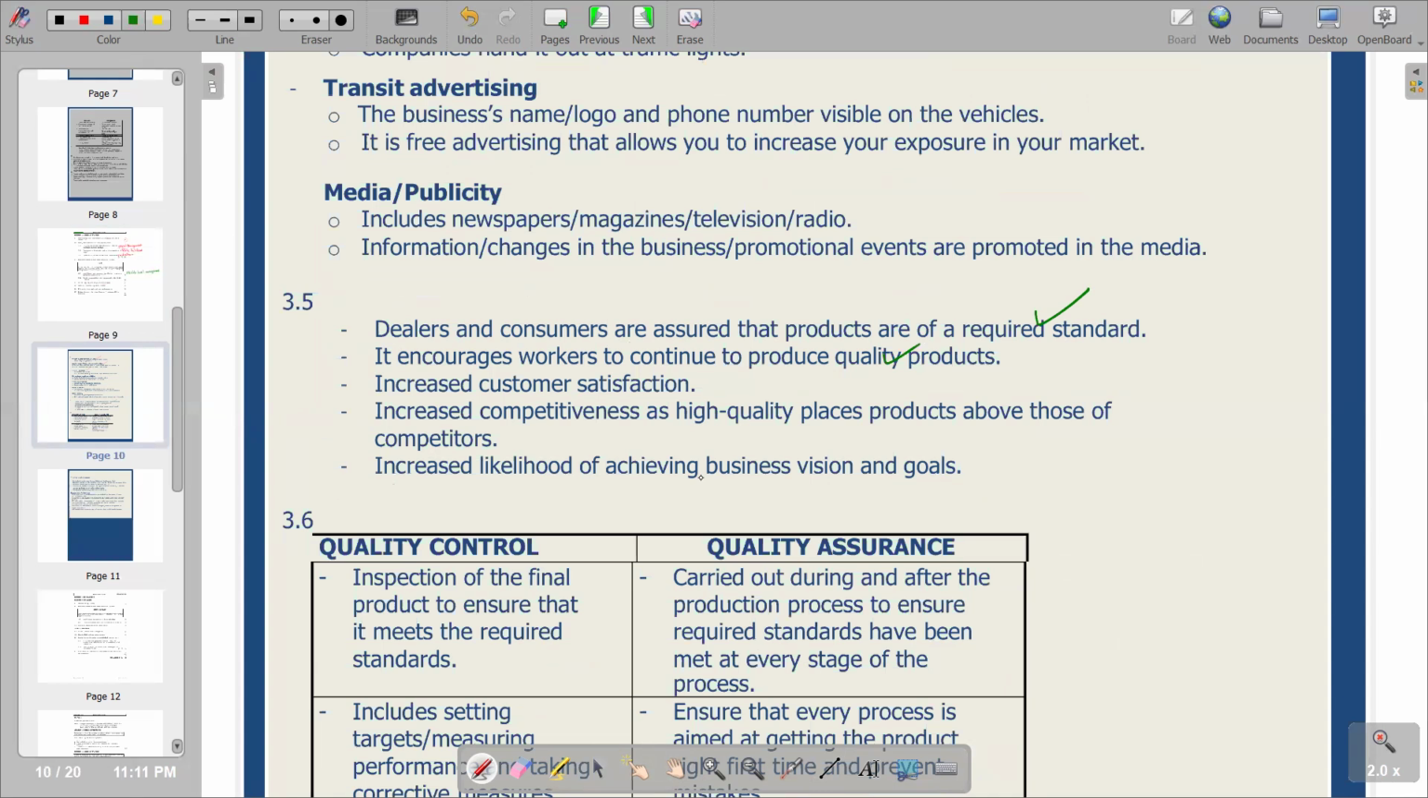So if quality products are being produced, workers, when they're working, know they have to match the standard of producing those quality products. Then the next thing, increased customer satisfaction. Obviously, that one is clear. Customers will be satisfied with products that are of quality.